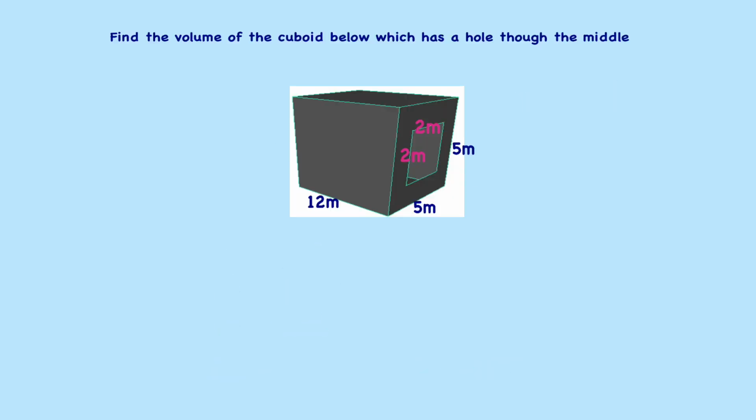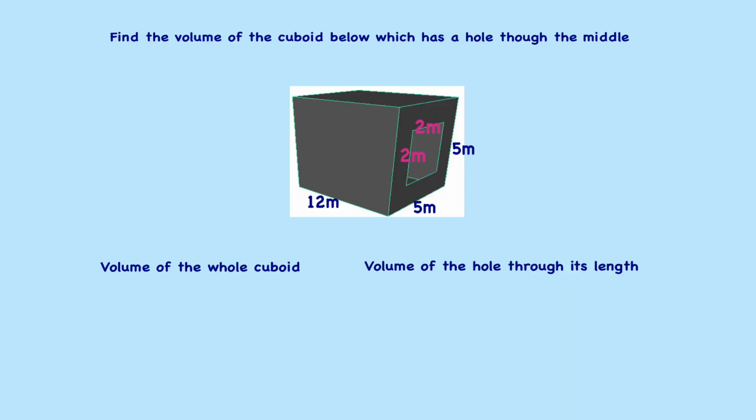Now here we have a slightly trickier example. So we've been asked to find the volume of the cuboid which has a hole through the middle. So we want to find the volume of the whole cuboid, and then we have to find the volume of this bit that's been cut out. So once we find the volume of the whole cuboid and the volume of the hole through its length, we can then subtract the bit that's been cut out from the volume of the whole cuboid to find the actual shape itself.